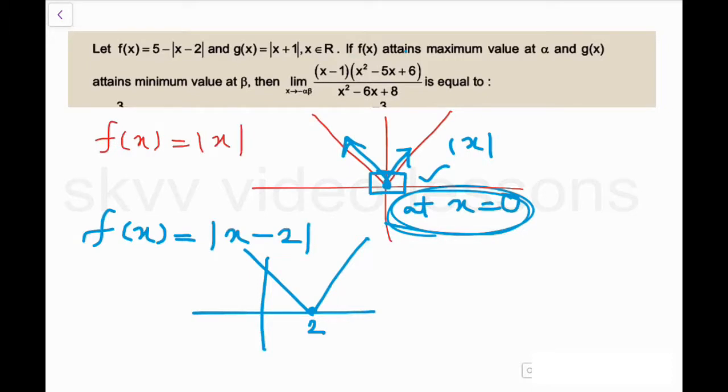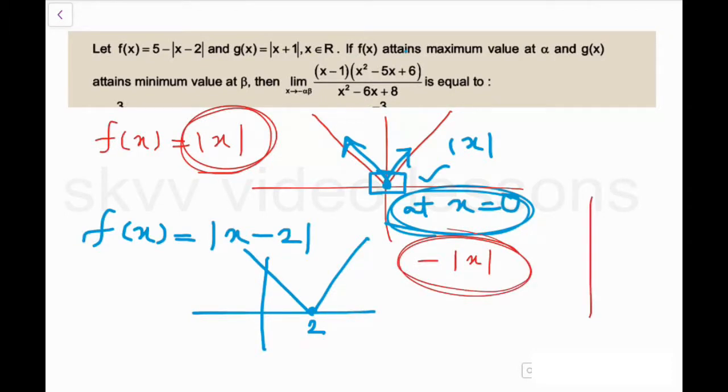Now, if you want to draw the graph of minus mod x, what is minus mod x? The function values of minus mod x are opposite to the function values of mod x. Means if mod x is positive, then minus mod x will be negative. So the graph of minus mod x is this. Roughly, it opens downwards. If mod x has a plus symbol, it opens upwards. If the modulus has a minus symbol, it opens downwards.